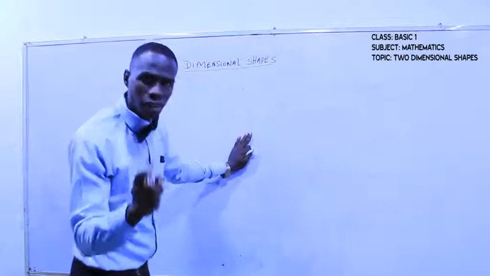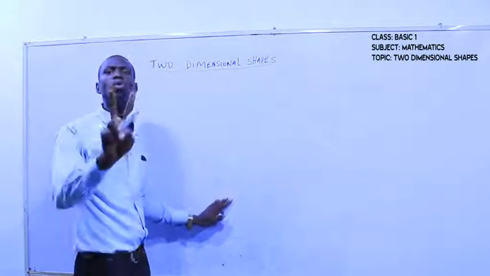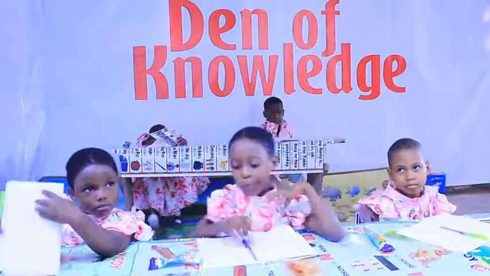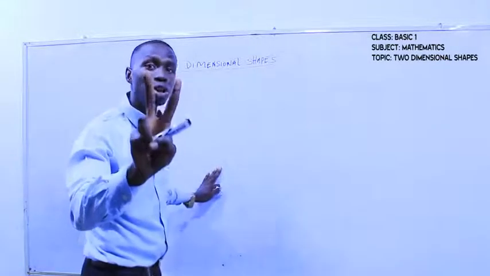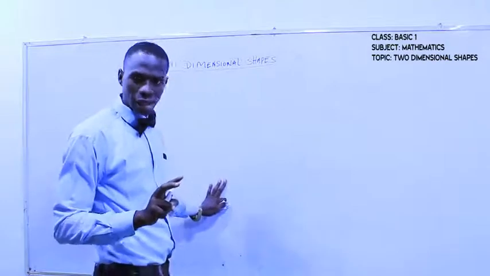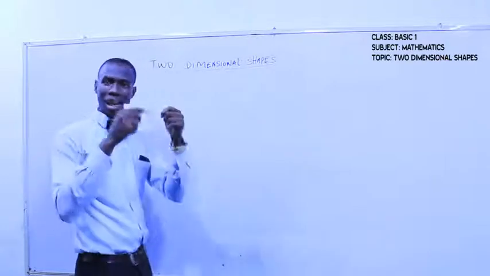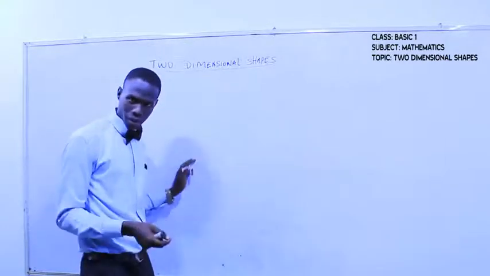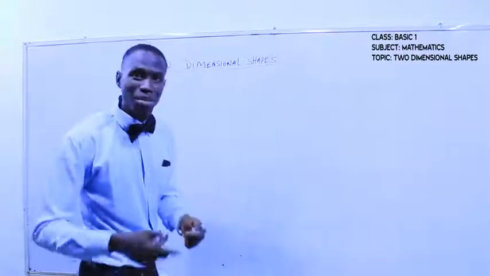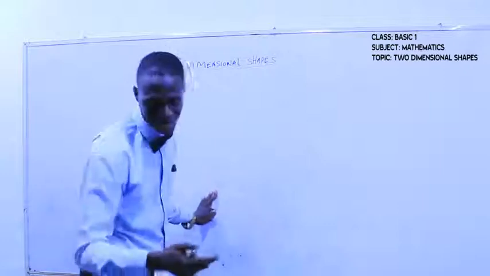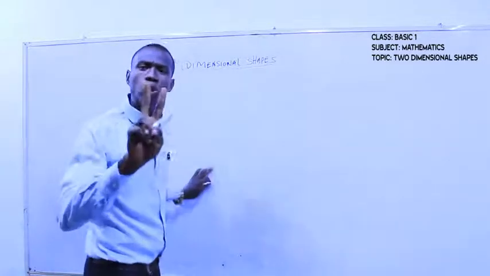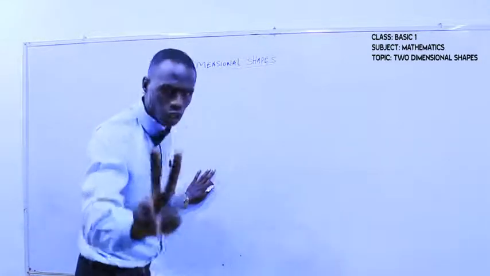These are shapes that have two measuring sides. That measuring side can be length and width, length and breadth, or base and height. That is what is called two-dimensional shape.